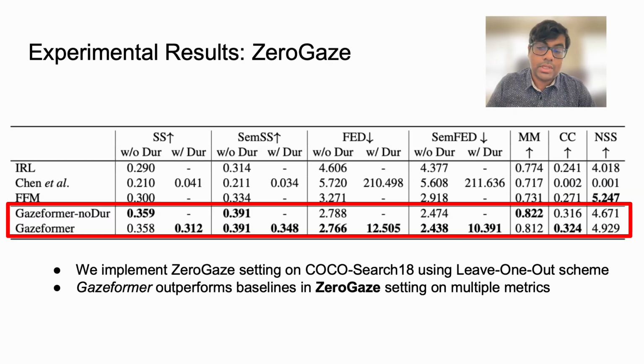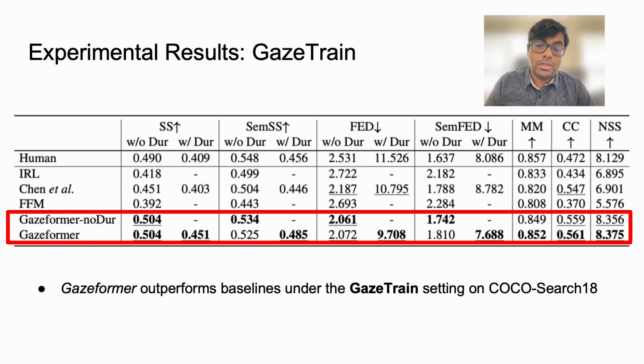Here we present the results of Gazeformer in two variants, without and with duration prediction, as compared to other baseline models under the zero gaze setting on CocoSearch 18 dataset. Gazeformer outperforms other baselines on multiple metrics, thereby proving to be more scalable. Under the conventional gaze train setting on CocoSearch 18 dataset, Gazeformer again outperforms other baselines while exceeding human consistency scores on multiple metrics. This shows the effectiveness of Gazeformer.